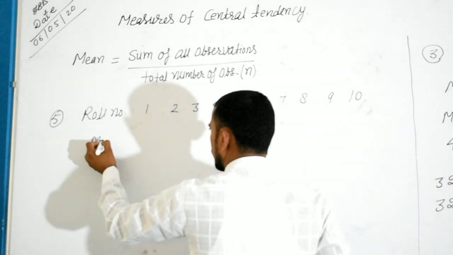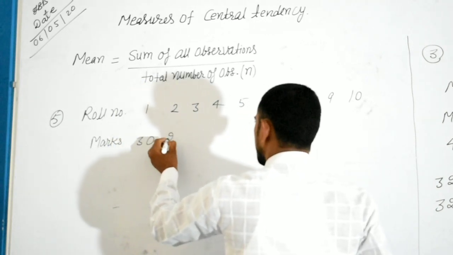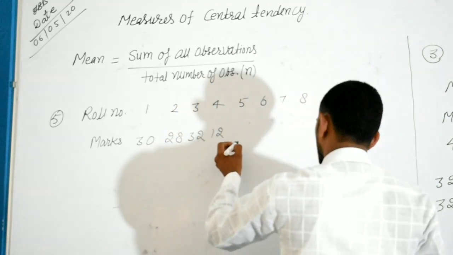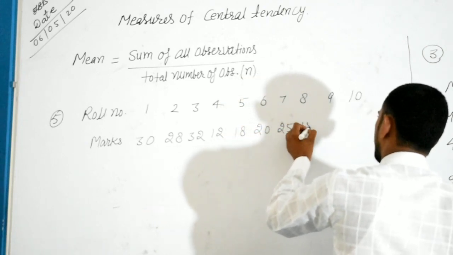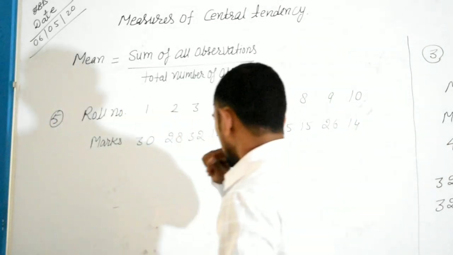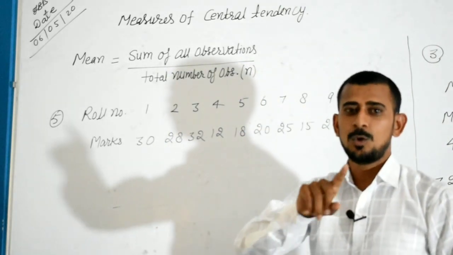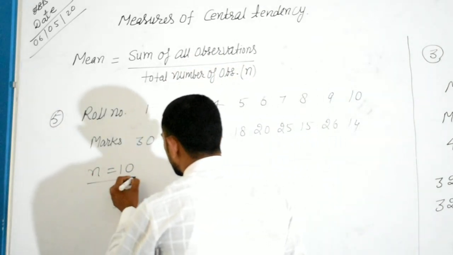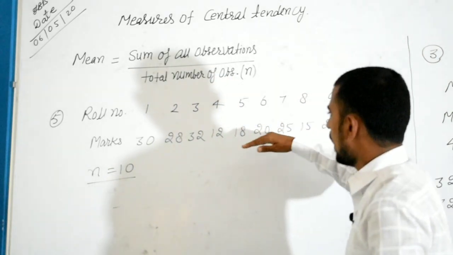Now marks. Roll number 1 got 30 marks. Second is 28, 32, 12, 18, 20, 25, 15, 26 and 14. In this question, roll numbers 1 to 10 mean the total number of students is equal to 10, and marks are 30, 28, 32. All students got the marks as given.